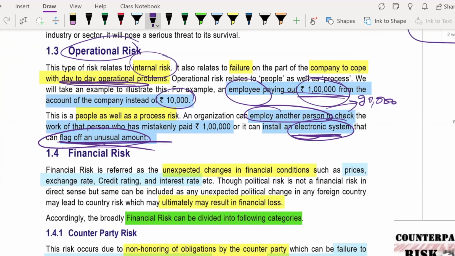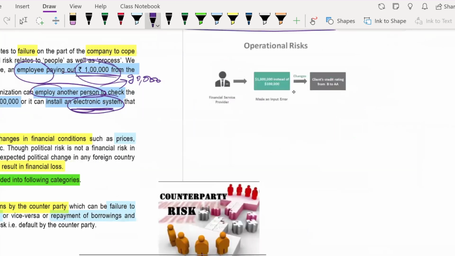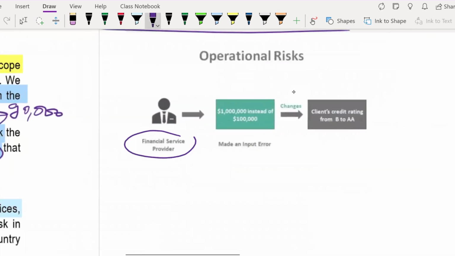Okay. So what might happen is the people might also pose a risk, and in case you do not have such a process for the check or for the corrective mechanism, then your processes might also pose a risk in your operations. So one more example could be a financial service provider.